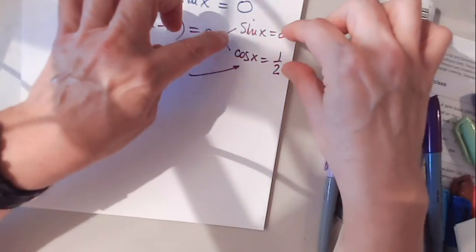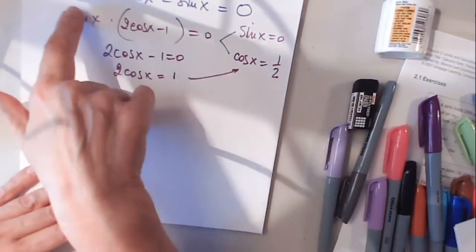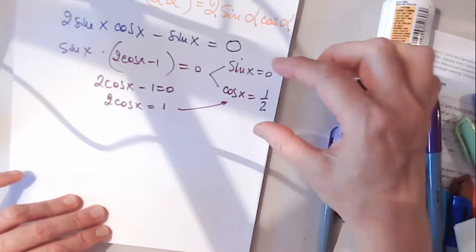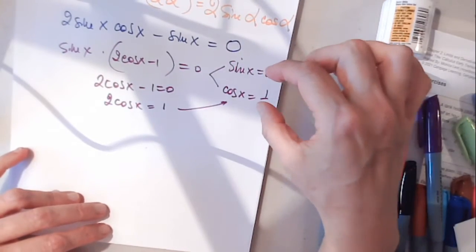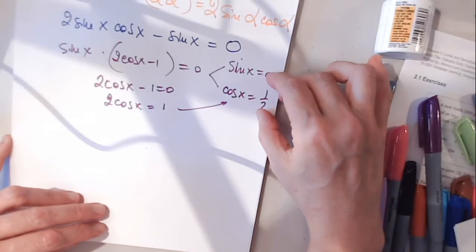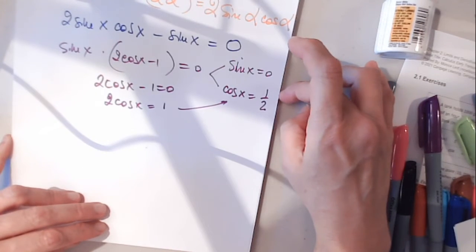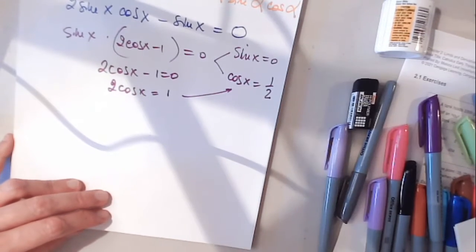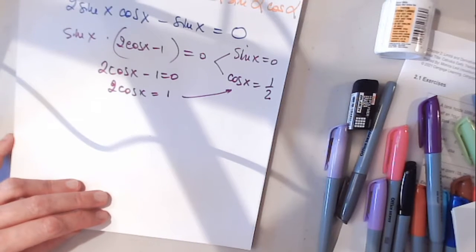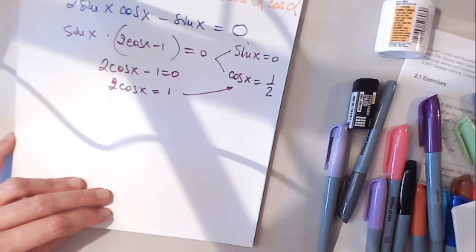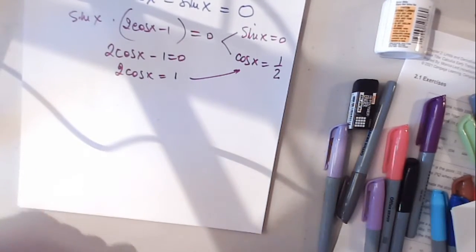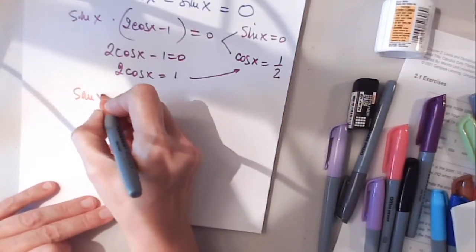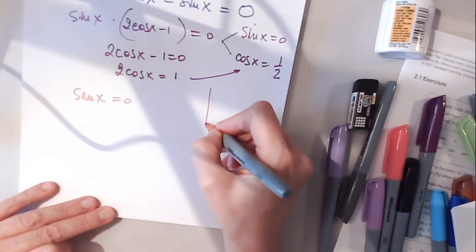Now I have two more trig equations to solve. This was a trig equation, reduced to two trig equations. So let's start with the first one. Any questions so far? Okay, so the first one, sine x equals 0. I have to go to the unit circle.